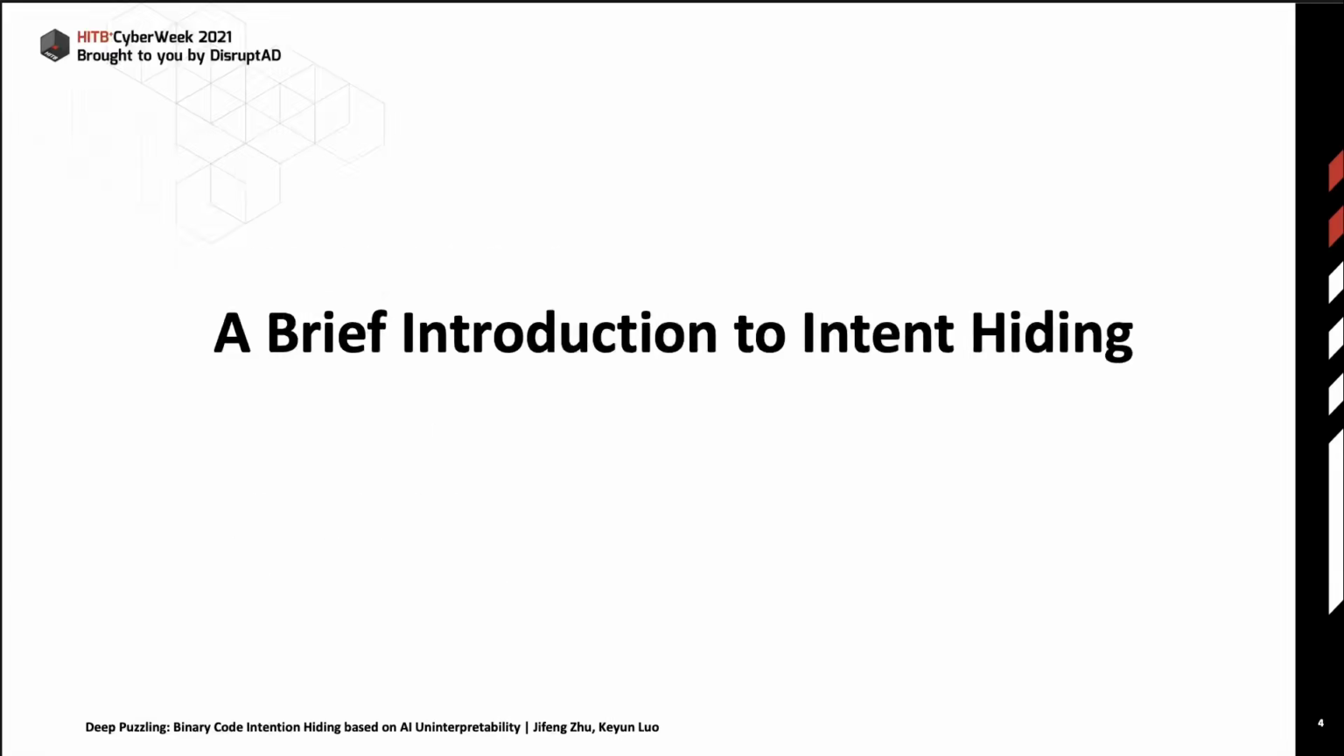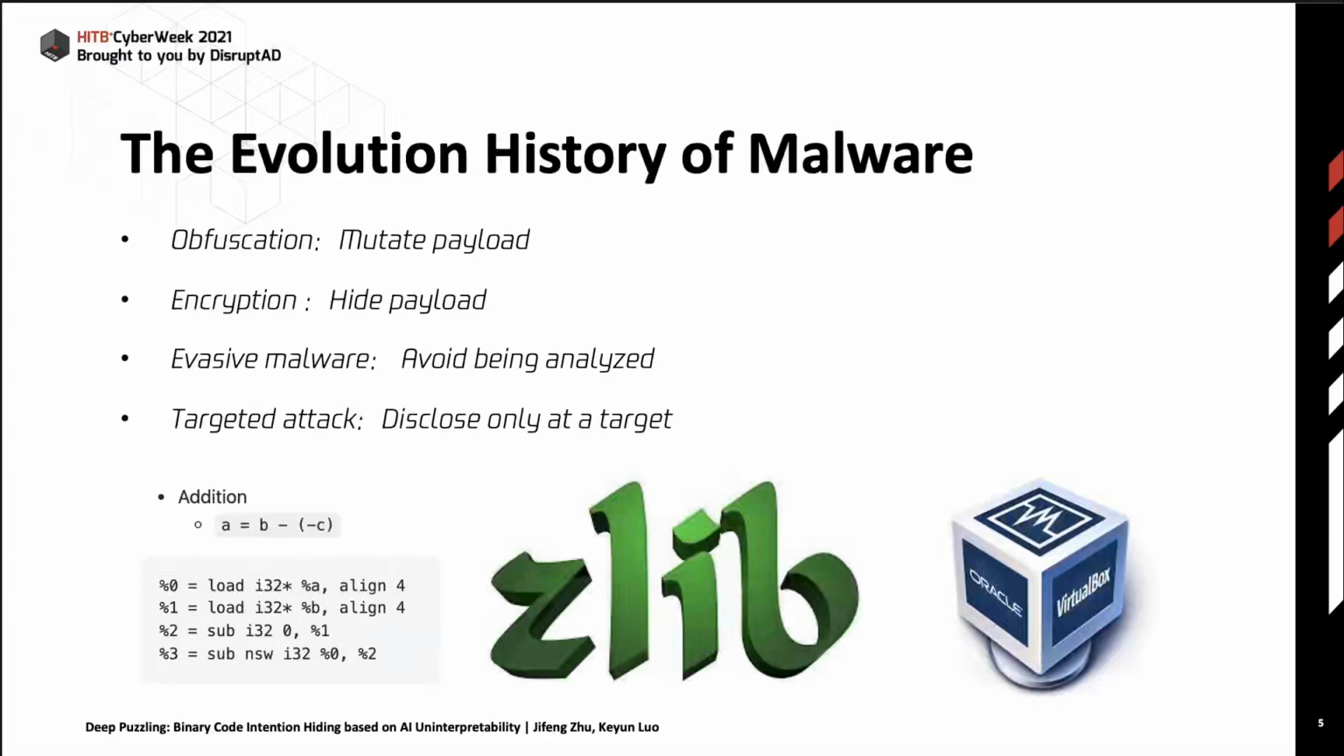Okay, let's dive into the intent hiding. First of all, let's learn the evolution history of malware. With the fierce offensive and defensive confrontation, we have witnessed various novel malware attacks. The key word of the first generation is obfuscation. Its main feature is continuous mutation in the code. And the second generation is encryption. Its main purpose is to evade static detection by hiding the payload.